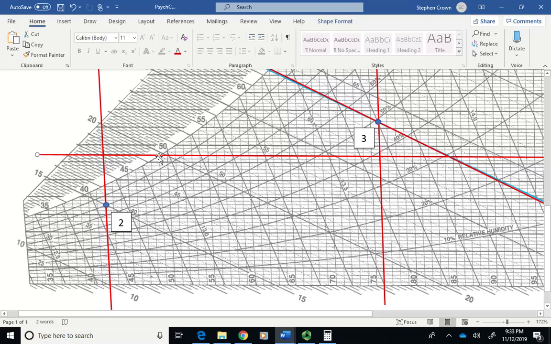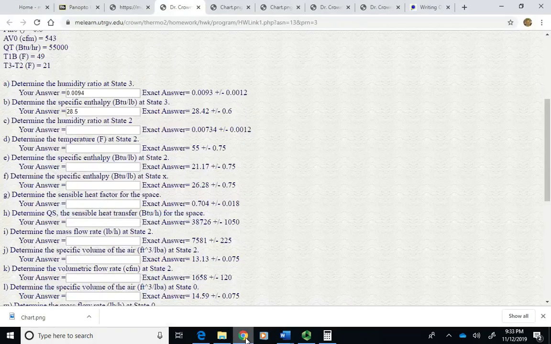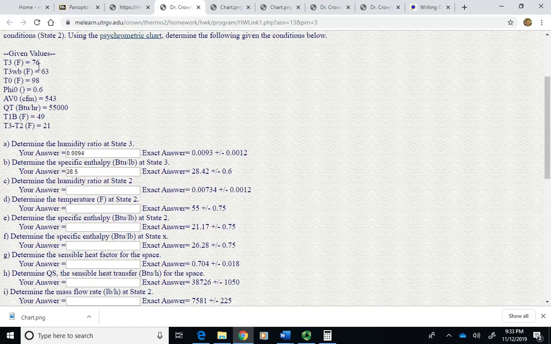And then I'm told one other thing about state 2. So I know that state 1b and state 2 are on the same humidity ratio line. So state 2 must be on this line somewhere. And then I need another line to define it. So if I go back, I find out that T3 minus T2 equals 21 degrees. So state 2 is 21 less than 76. So it looks like that would be 55. So 76 minus 21 is 55. So T2 is 55 degrees.